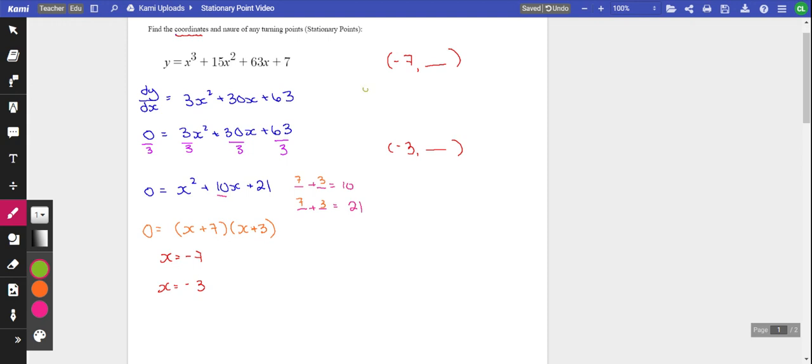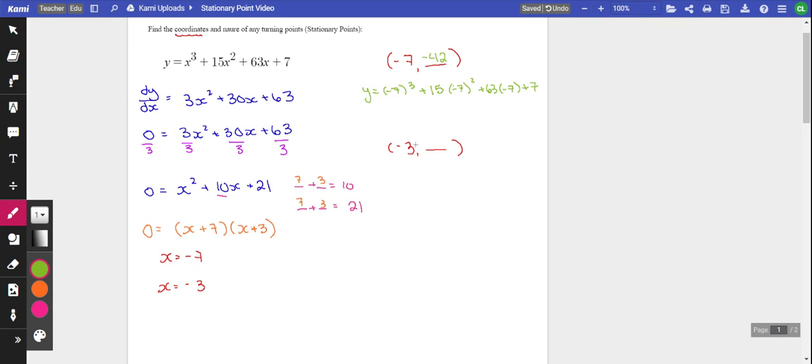To solve for the first one, you're going to go y equals negative 7 cubed plus 15 negative 7 squared plus 63 times negative 7 plus 7. So when we do this, we get an answer of negative 42. So the y value that goes with this one is negative 42.